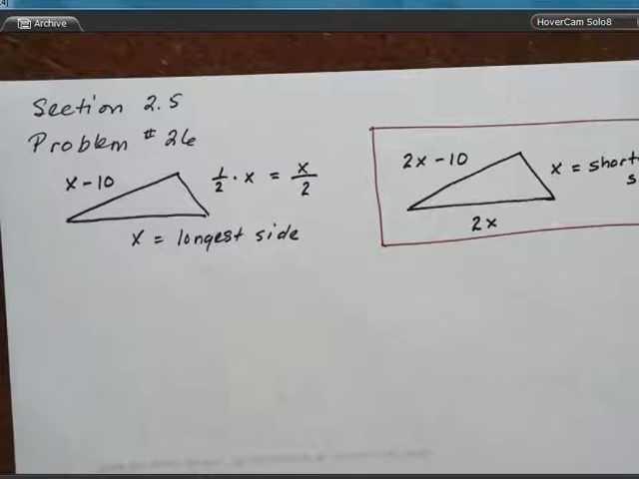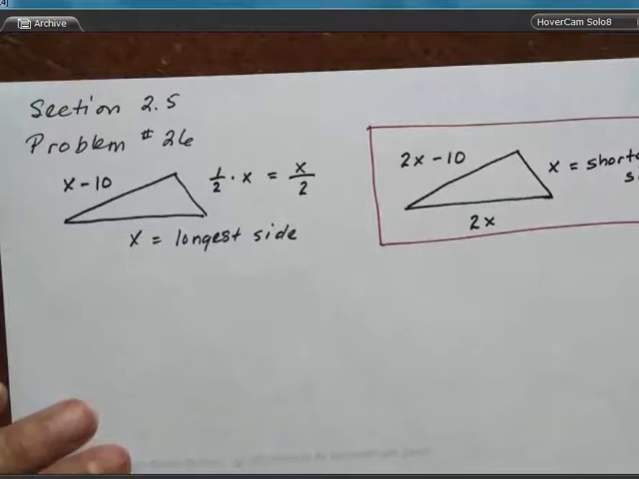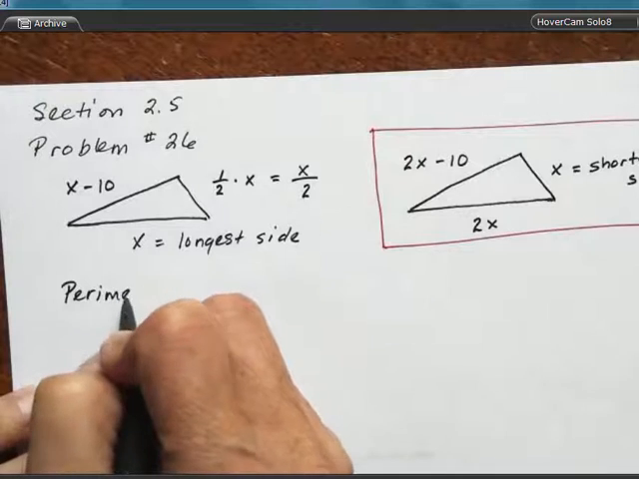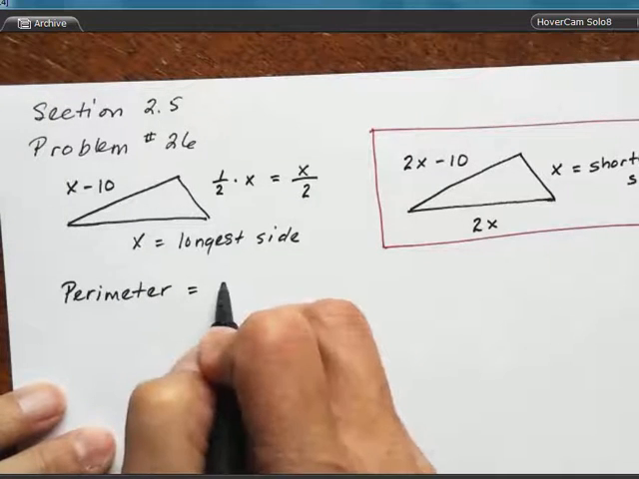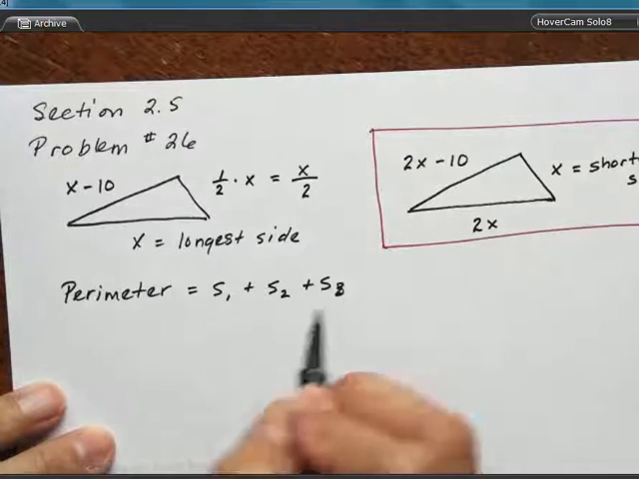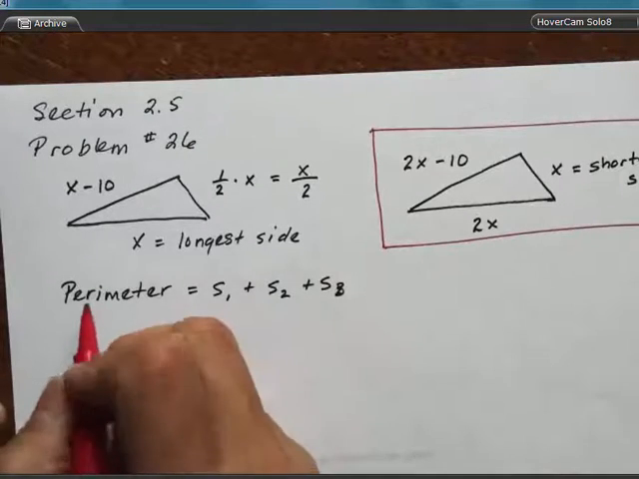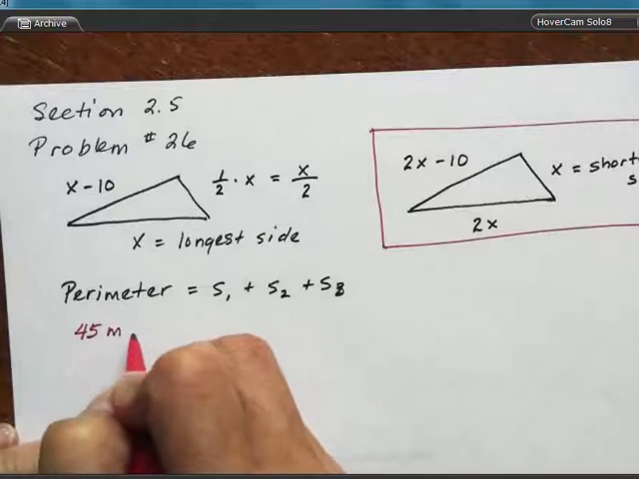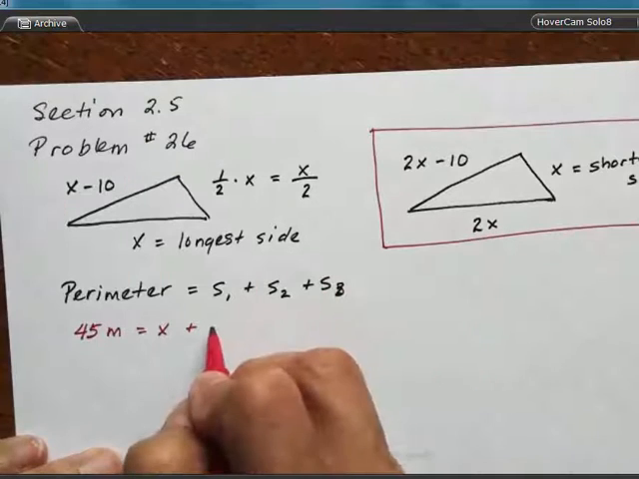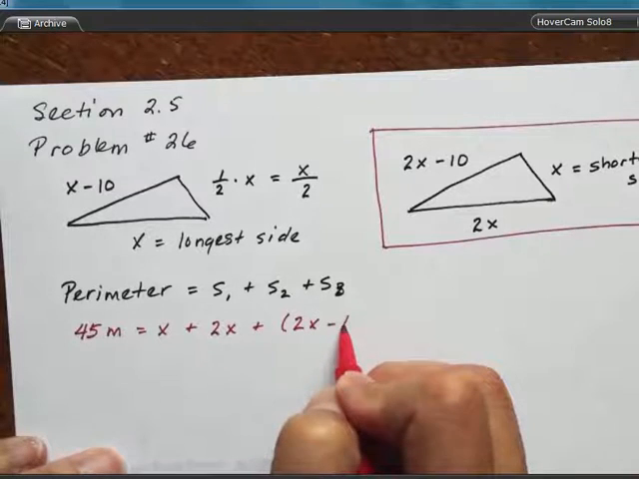And the rest of the information in the problem says the perimeter is 45 meters, find all 3 sides. So remember that if we're talking about the perimeter of a triangle, we're talking about side 1 plus side 2 plus side 3. And it says the perimeter is 45 meters. So I'm going to put in 45 meters for my perimeter. Side 1 I'm going to call x. Side 2 I'm going to call 2x. And side 3 I'm going to call 2x minus 10.